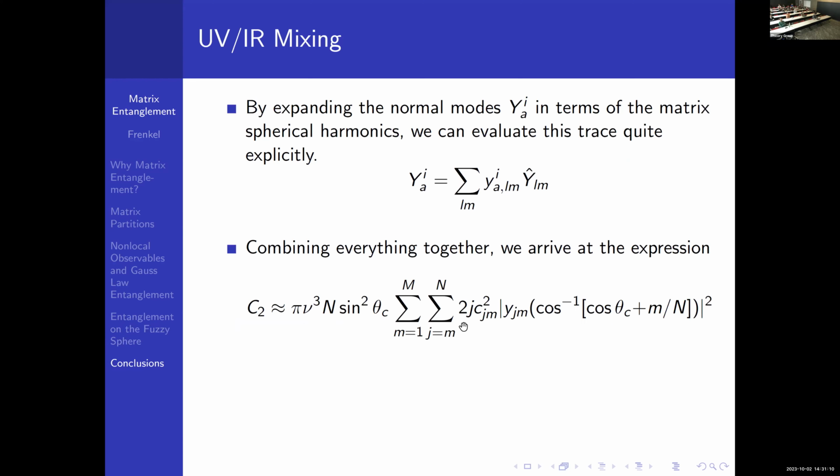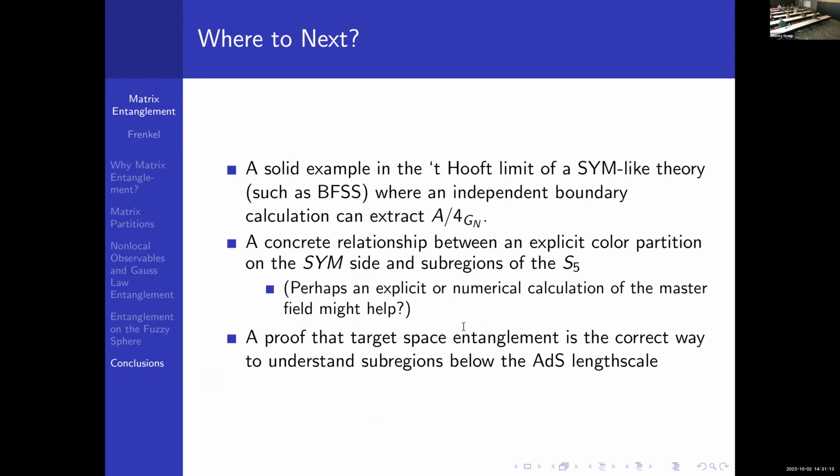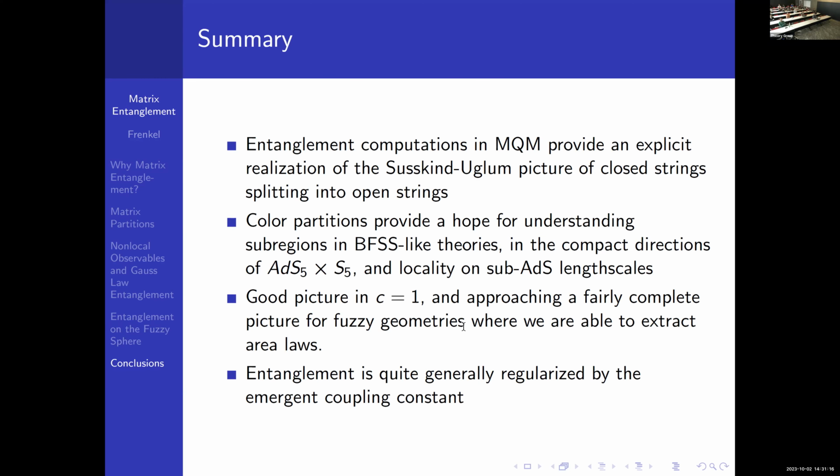Right, so let me skip all this to the summary of the things that I want to emphasize. So entanglement computations in MQM provide one approach to an explicit realization of the Susskind-Uglum picture of closed strings splitting into open strings directly via the ATEF diagrams. Color partitions provide a hope for understanding subregions in BFSS-like theories because there are no boundary degrees of freedom to separate. And yeah, I skipped the c = 1 stuff.